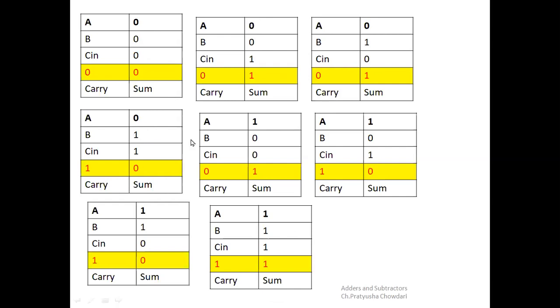The examples are here. When you have two 1s, sum is equal to 0 and carry is equal to 1. Okay. And the remaining cases here, see, in this case you have C is equal to 1. Here B is equal to 1. A is equal to 1.